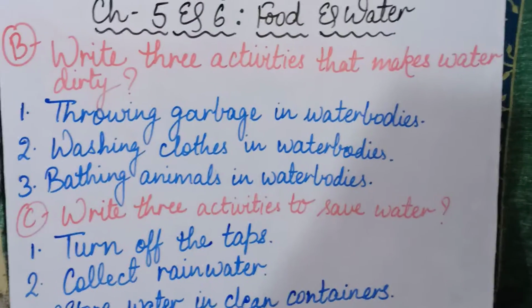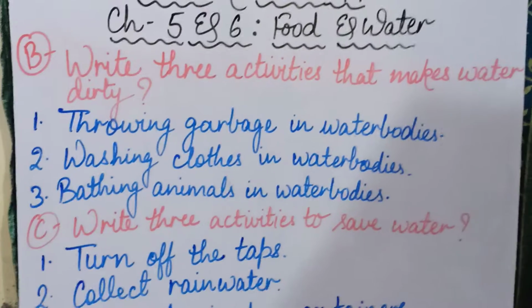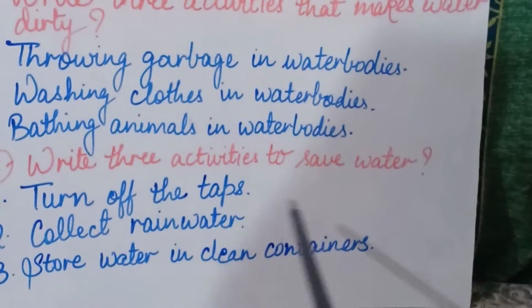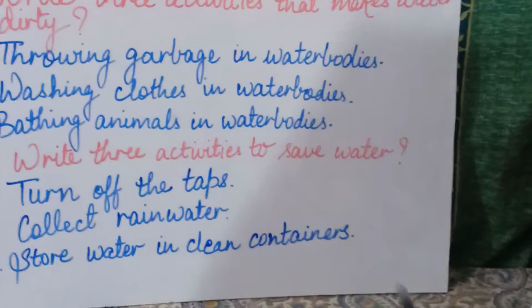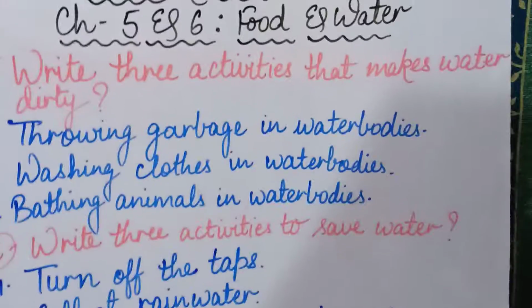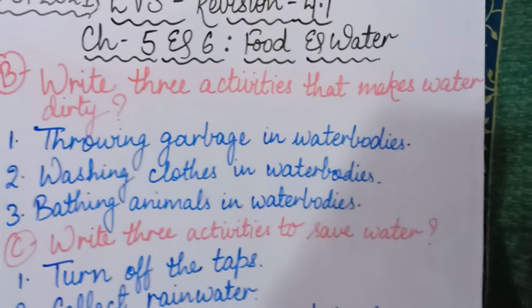So once again, I'm repeating: write three activities to save water. First activity, turn off the taps. Second is collect rainwater, and the last, third, is store water in clean containers. Is that clear, children? I hope you all have understood these three exercises.